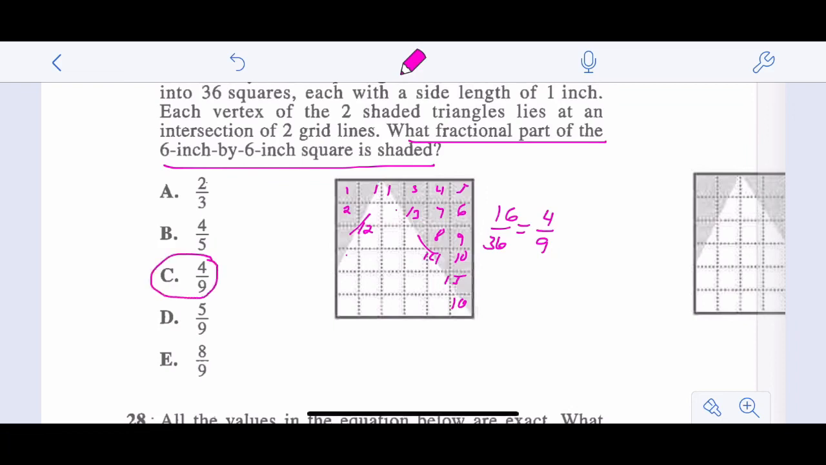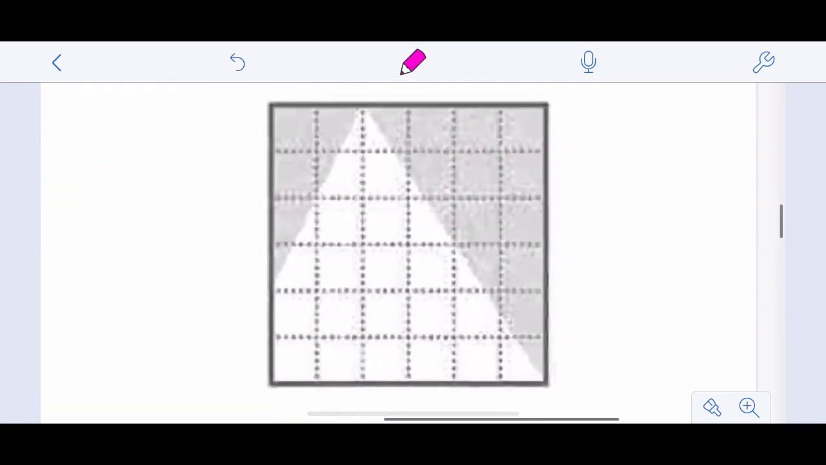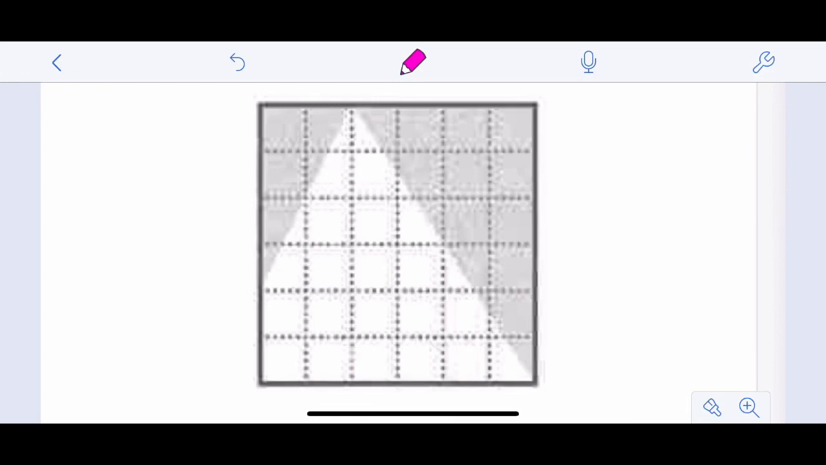Now there's another way you can do this one. You could say, well, I know the total 6 by 6 area is 36, and now I'm just going to separate the triangles using the triangle area formula, base times height divided by 2. So the base of this triangle is 2. The height is 1, 2, 3, and a bit more. So we're going to call it 3 for the moment.